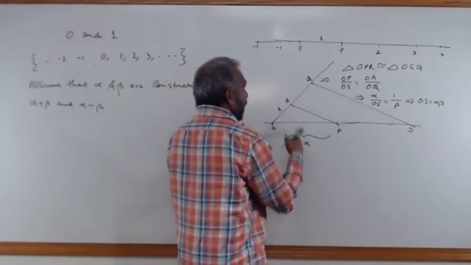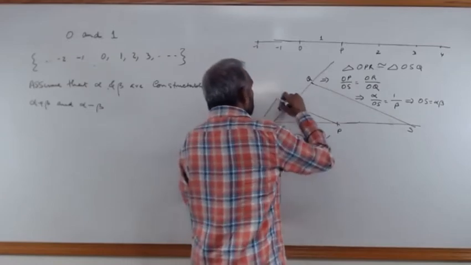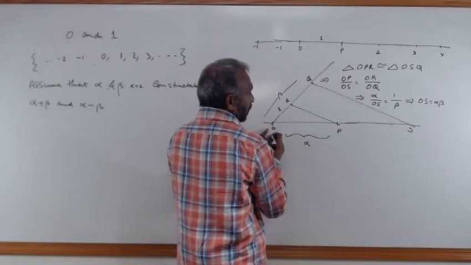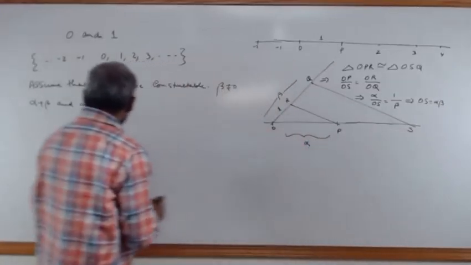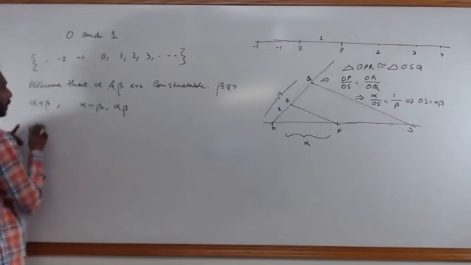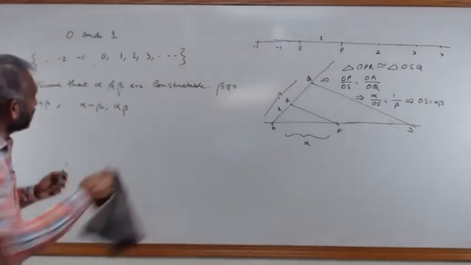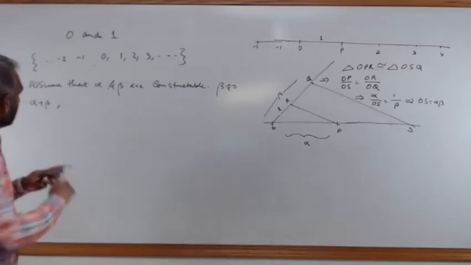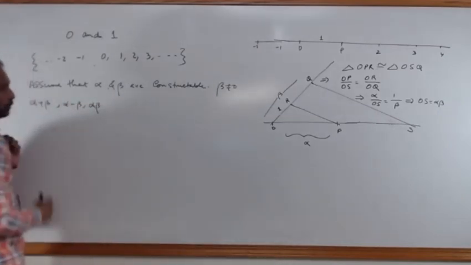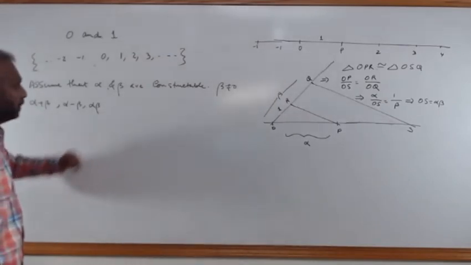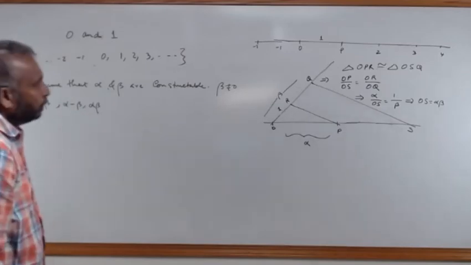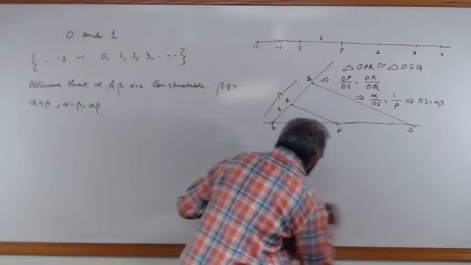So if alpha and beta are known, this is our beta. If alpha and beta are known, then this is alpha beta. So alpha beta, we can write alpha minus beta and alpha beta. Both are known. All the three expressions are known. Now let us draw another figure.